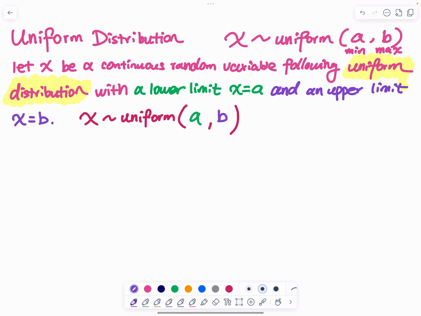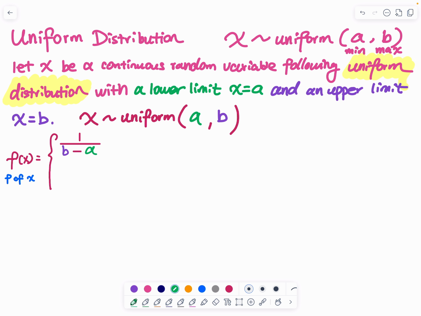And then there is a function for uniform distribution. The function is we write the following: f of x. This is not f times x. This is a function. F of x, where x is a random variable and f is the name of the function, equals 1 over the maximum minus the minimum. Let me follow the color: maximum is in purple, and minimum is in green. 1 over maximum minus minimum.